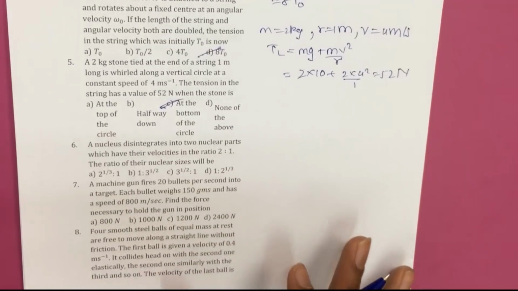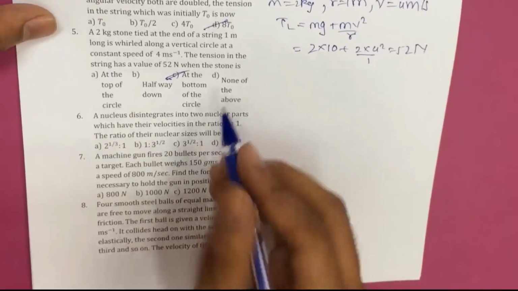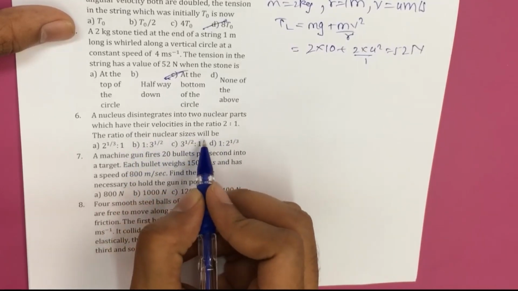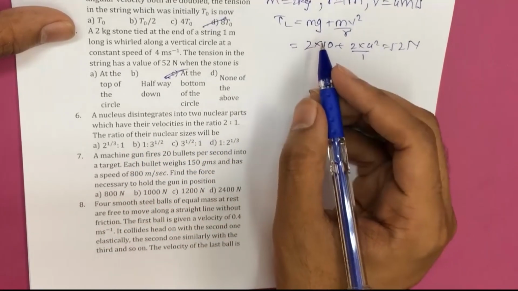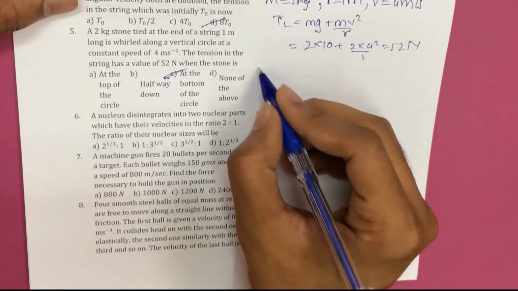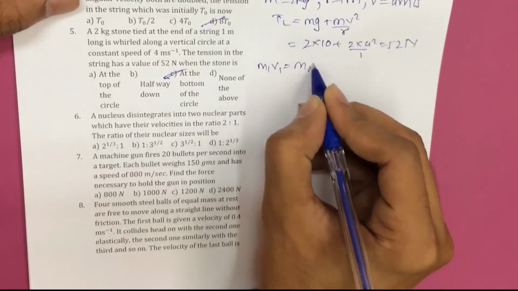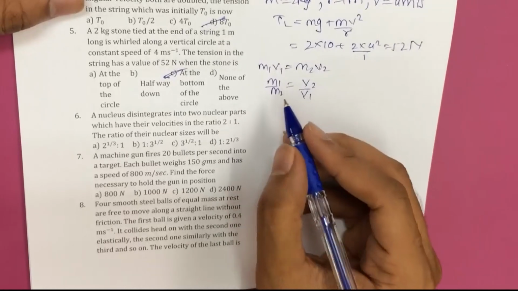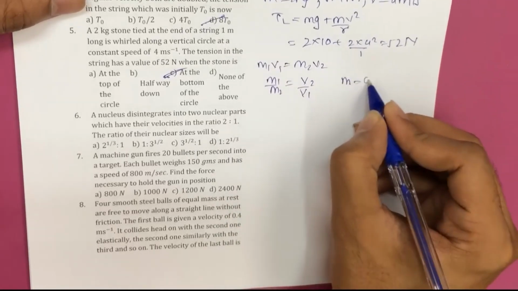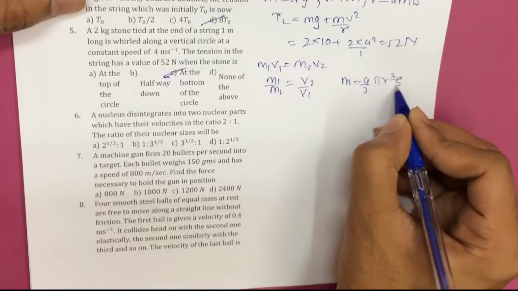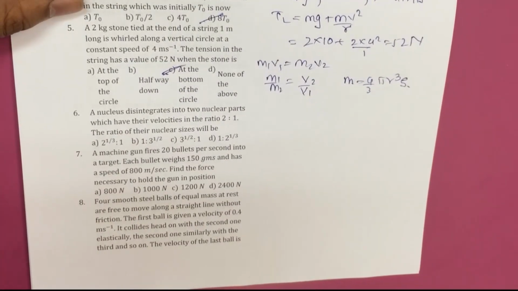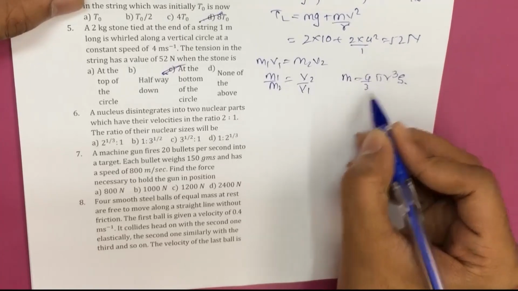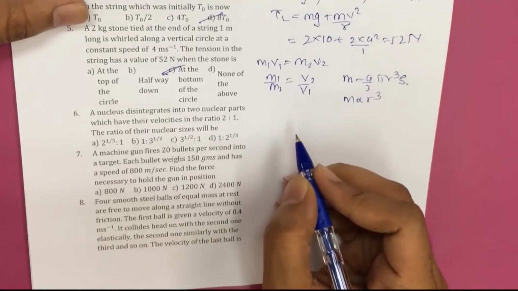Question 6. A nucleus disintegrates into two nuclear parts which have their velocities in the ratio 2:1. The ratio of their nuclear sizes will be. Now according to law of conservation of momentum, m1 v1 will be equal to m2 v2. So m1 by m2 will be equal to v2 by v1. Now m is 4 by 3 pi r cube rho, that is basically volume into density. So mass is directly proportional to r cube.